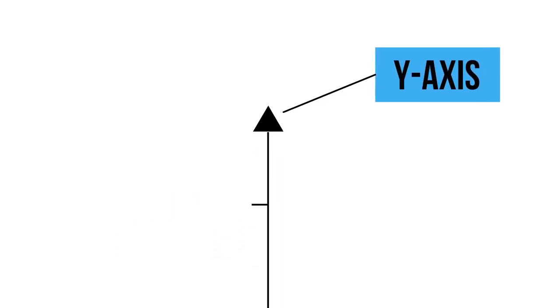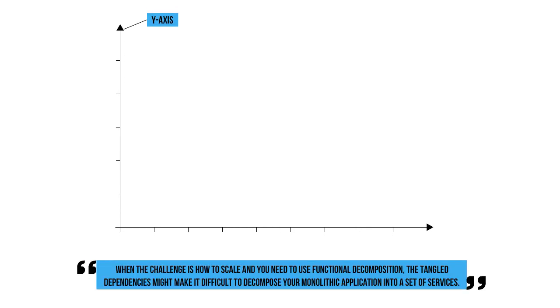Using y-axis splits might make it much more difficult to iterate rapidly. Later on, however, when the challenge is how to scale and you need to use functional decomposition, the tangled dependencies might make it difficult to decompose your monolithic application into a set of services.